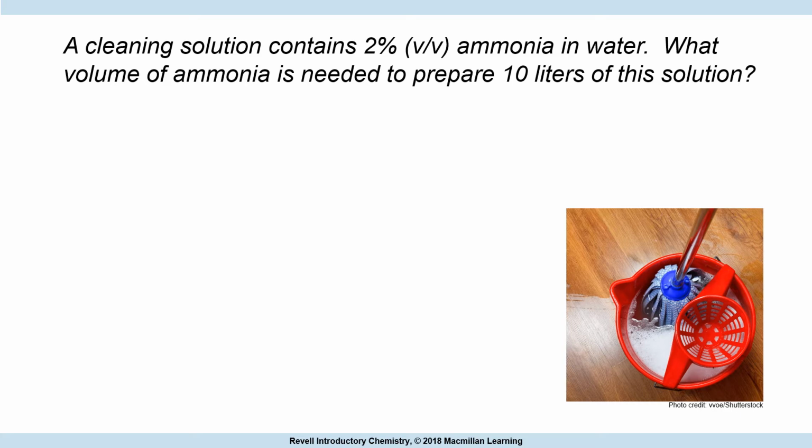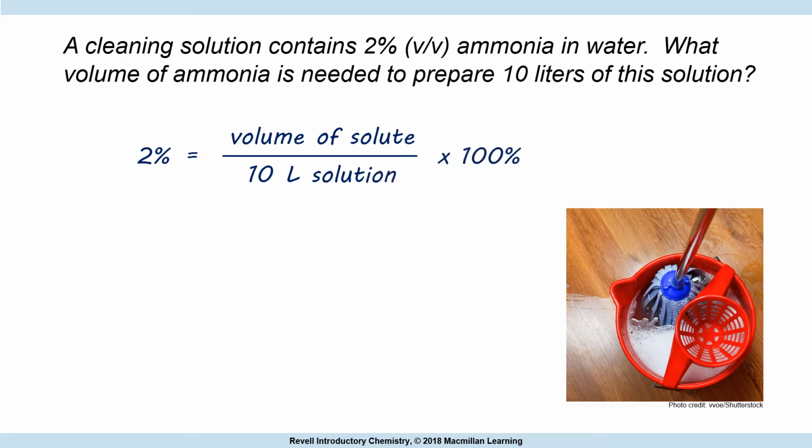Okay, so a cleaning solution, 2% by volume, ammonia and water. What's the volume of ammonia needed to prepare 10 liters? So we look at what information we're given and what we're asked. We're asked about the volume of the ammonia, the concentrated 2% ammonia, and we want to make up 10 liters of that. Okay, we'd write down we want the final concentration of ammonia to be 2%.